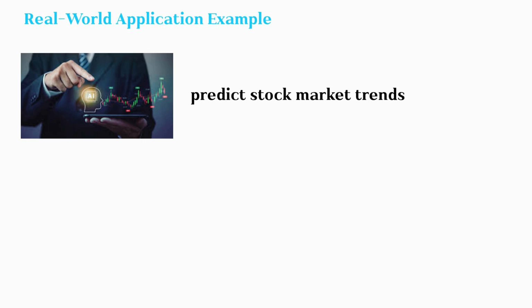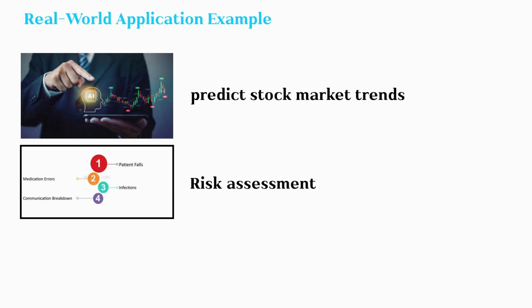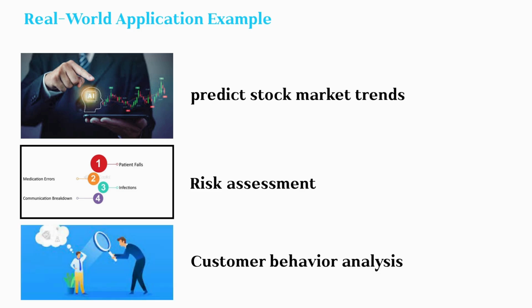To give you a better idea, let's look at some real-world applications. In finance, linear regression is used to predict stock market trends. In healthcare, it helps assess patient risks based on historical data. And in marketing, it's used to analyze customer behavior and predict future buying patterns. These are just a few examples of how linear regression is making a difference in the world today.